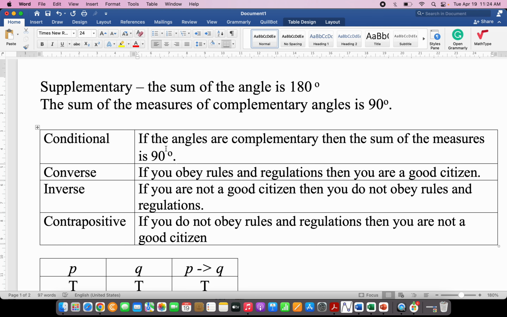Pwede rin nating gawin na if it is complementary angles, then the sum of the measures is 90 degrees. Pwede rin yun. But I think this is a lot better. If the angles are complementary, then the sum of the measures is 90 degrees. Okay, that's it. Then the converse statement.